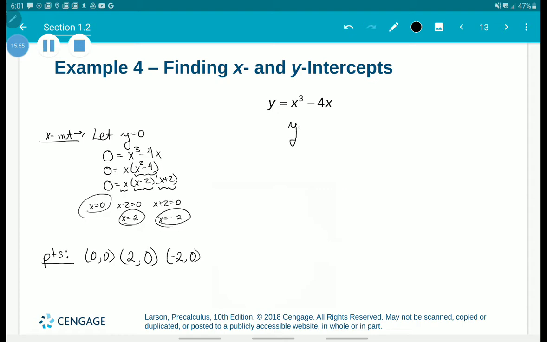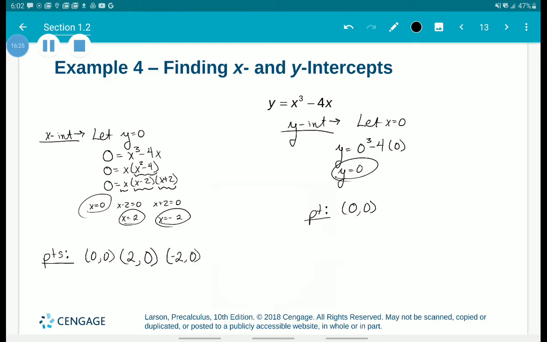To find a y-intercept, we are going to let x be equal to 0. So if I substitute in 0 for x, I'm going to get 0 in this case. So my point, I only have one here, is the point (0, 0). So those are my x and my y intercepts for this problem.